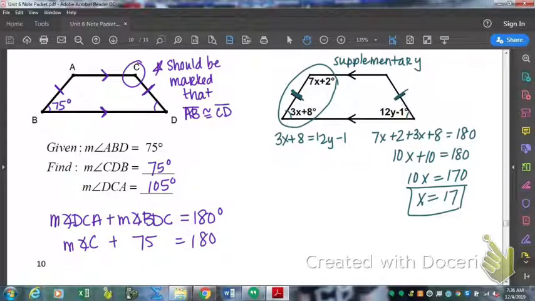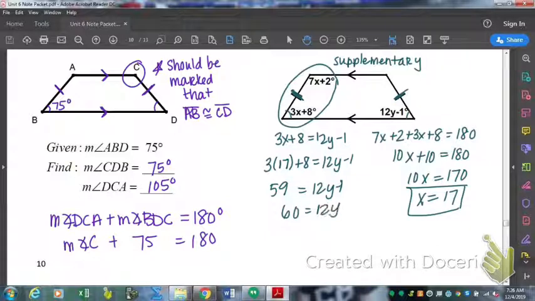I can then substitute that back in. 3 times 17 plus 8 equals 12y minus 1. So I get 59 on the left is equal to 12y minus 1. Add 1. So I got 60 is equal to 12y, which means y is equal to 5. That's it. We got it.